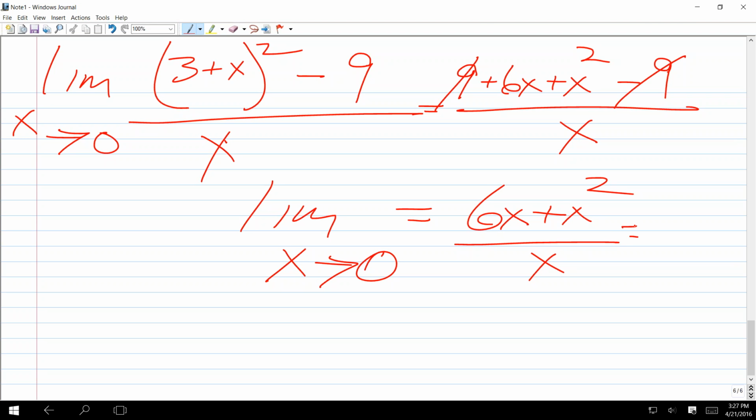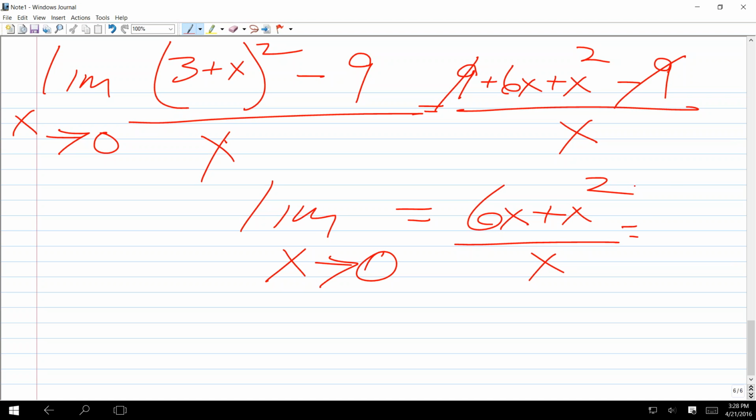Now for factoring. Can't you, so that would be x. Most limit problems, you should always be thinking factoring. There's a few where we had that fraction, 1 over 3 minus x, which was not really a factoring problem. But most of them are.